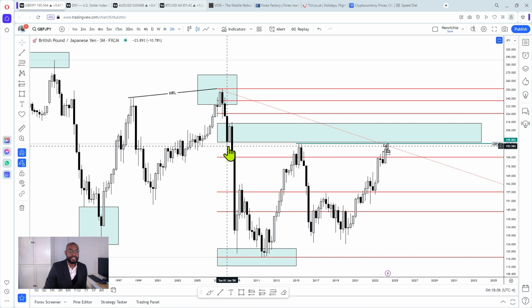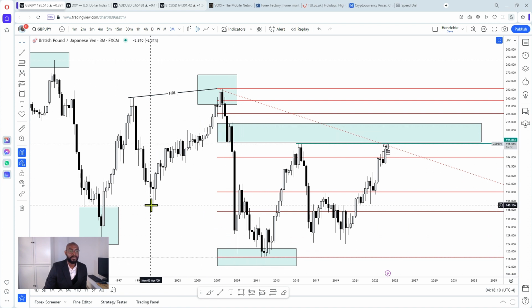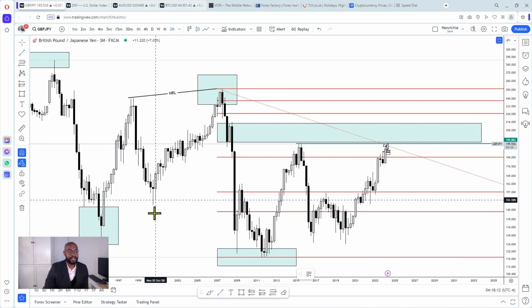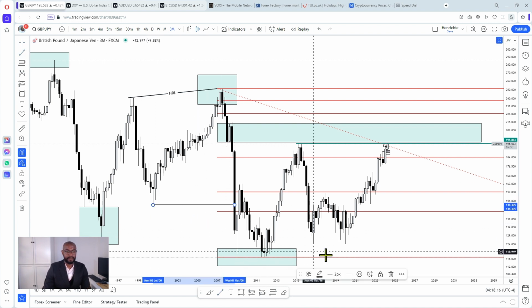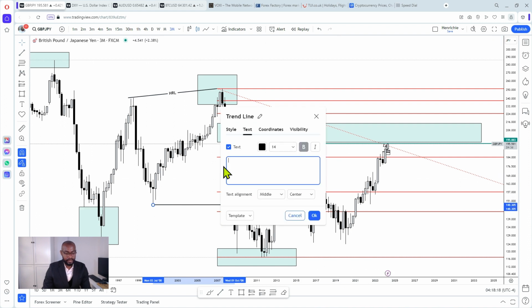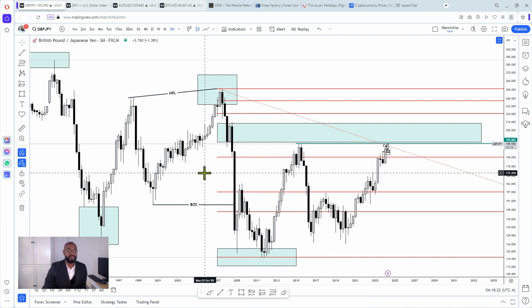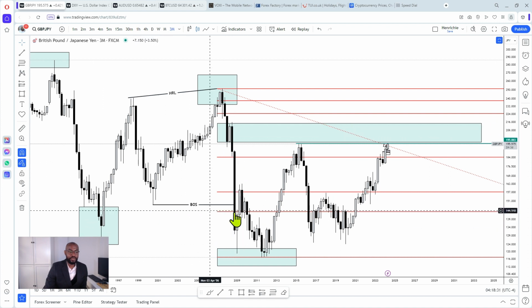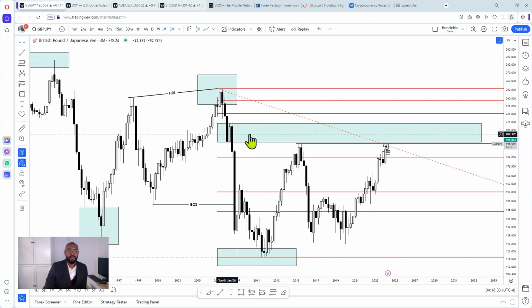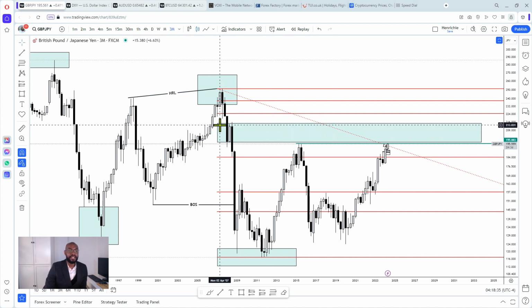Now, what I'm looking at is this was the last move to the upside before a drop that broke structure. This is our break of structure right here. So this was the move to the upside that ignited that break of structure to the downside. So I'm watching to see price mitigate this position.